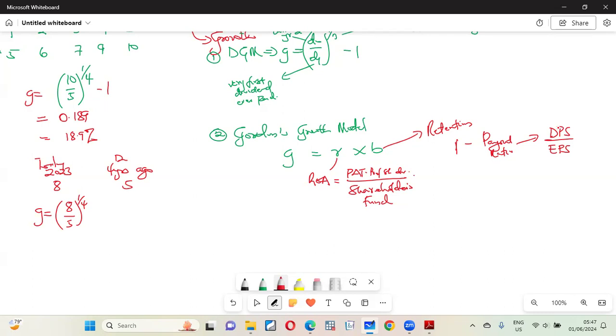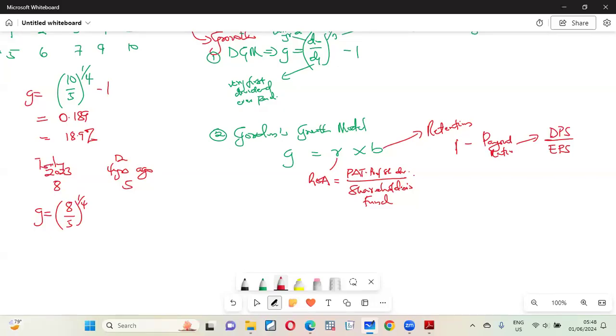So the payout ratio is how much you are paying me out of what I have with you. So it is DPS over EPS. This is another valuation formula, which we will be looking at very soon. So retention is given by 1 minus payout ratio, and payout ratio is given by DPS over EPS.